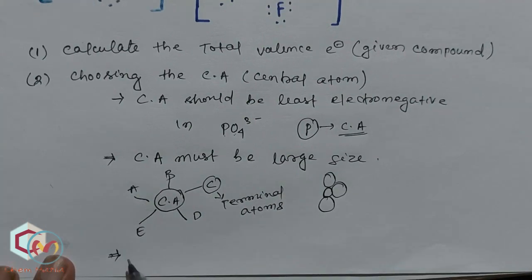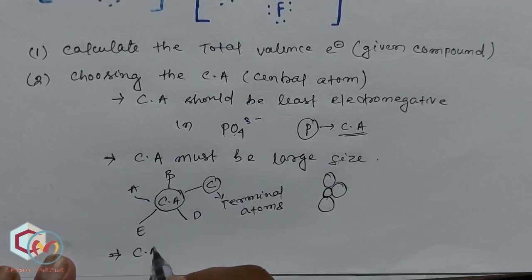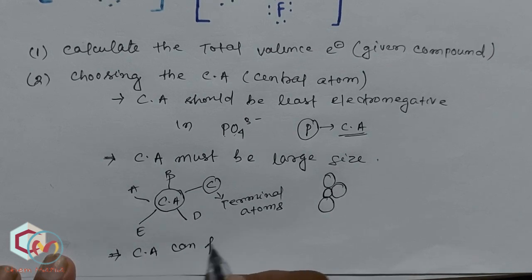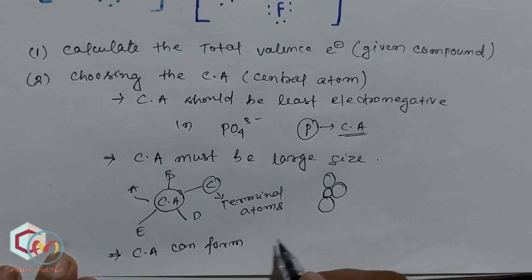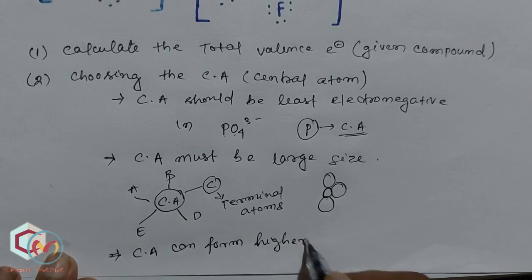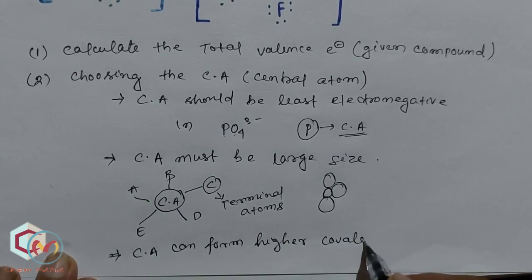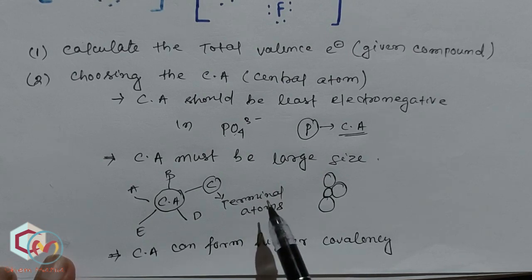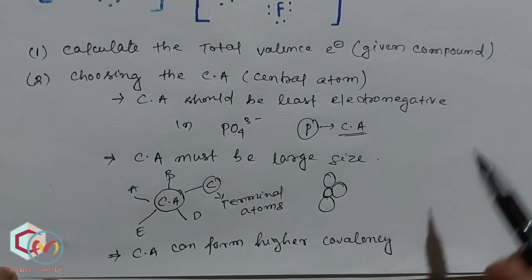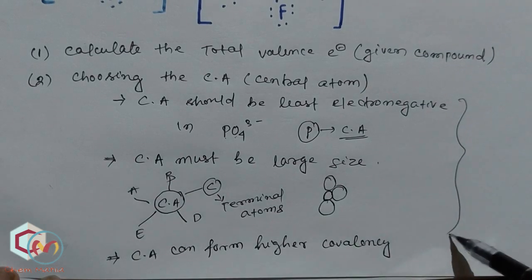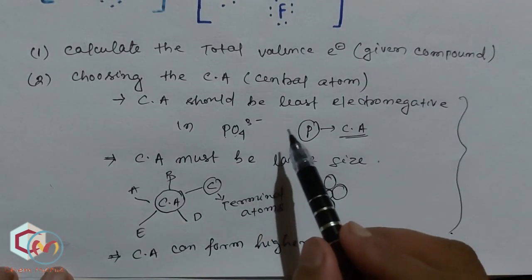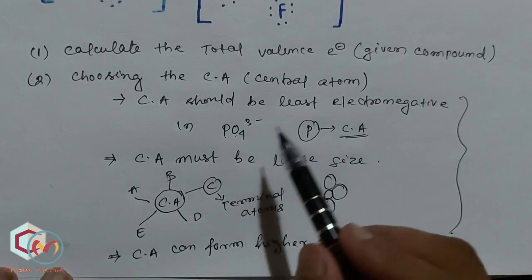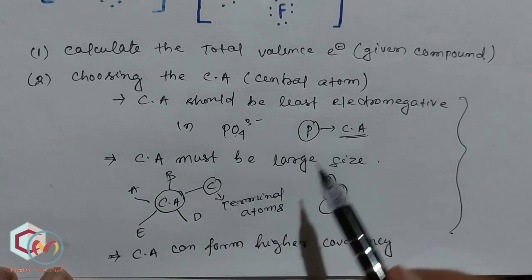The third most important point is that the central atom can form higher covalency. So we will choose a central atom that can form higher covalency. These are the three main criteria for choosing the central atom. Remember these three whenever we are choosing the central atom.